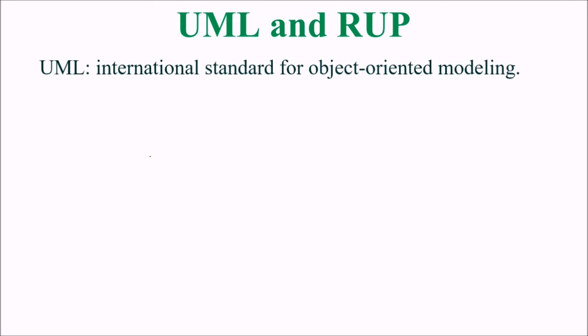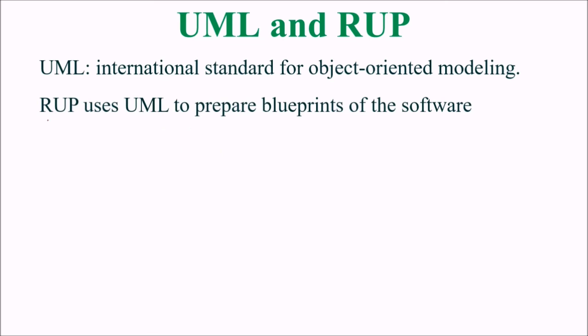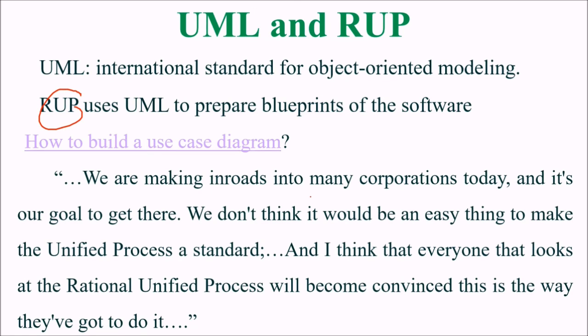The UML along with RUP: UML is the international standard for object-oriented modeling. RUP uses UML to prepare the blueprints of the software. How to build a use case diagram. We are making inroads into many corporations today, and it's our goal to get there. So we don't think it would be an easy thing to make the unified process a standard. And I think everyone that looks at the unified process will become convinced this is the way they have got to do it.